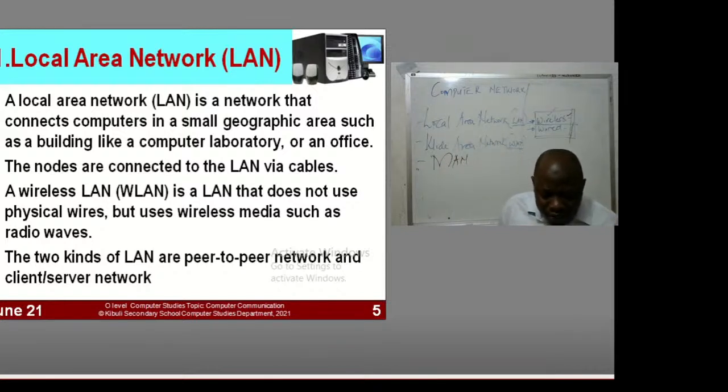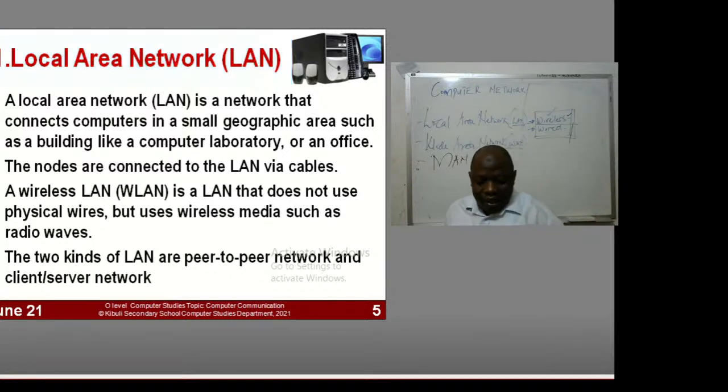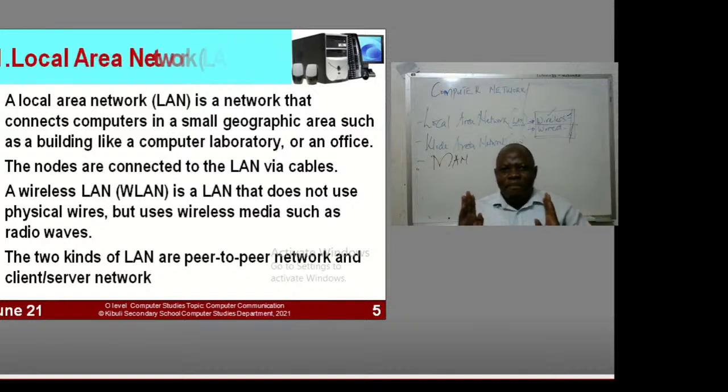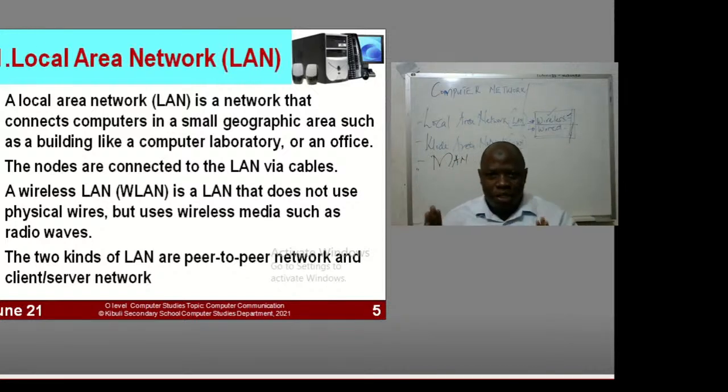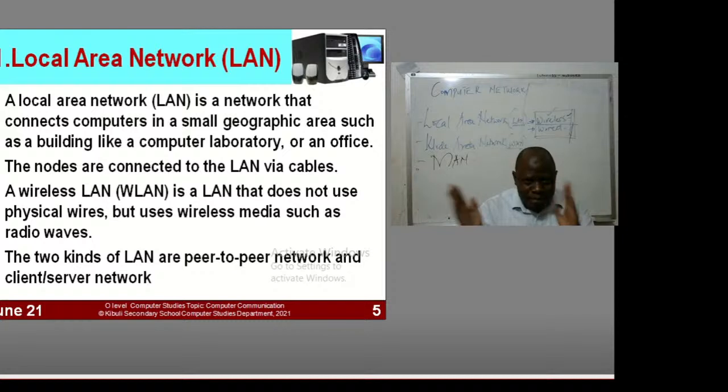Then there are two kinds of LAN. So from the big one, which is LAN, we have two kinds of LAN. One is called peer-to-peer. Peer-to-peer may be student to student. That may be a relationship where students are connected together in order to share resources. Sharing resources here, you may be looking at somebody knowing mathematics. You don't know mathematics, so you need somebody to take you through mathematics numbers. That can be a peer-to-peer relationship.